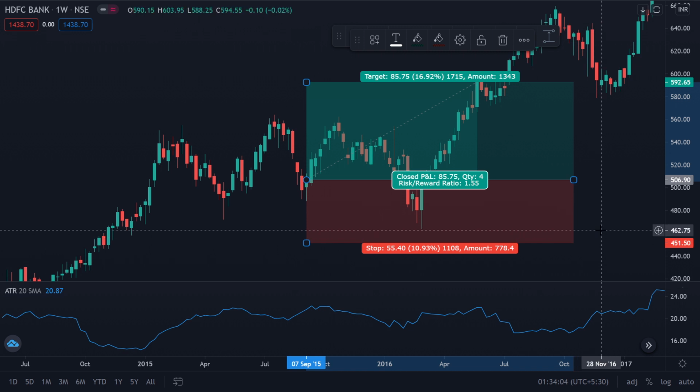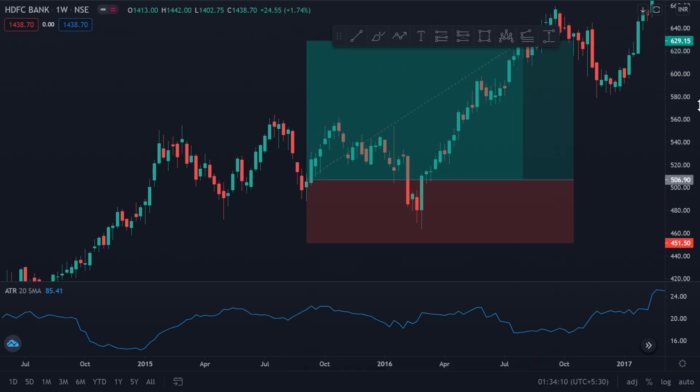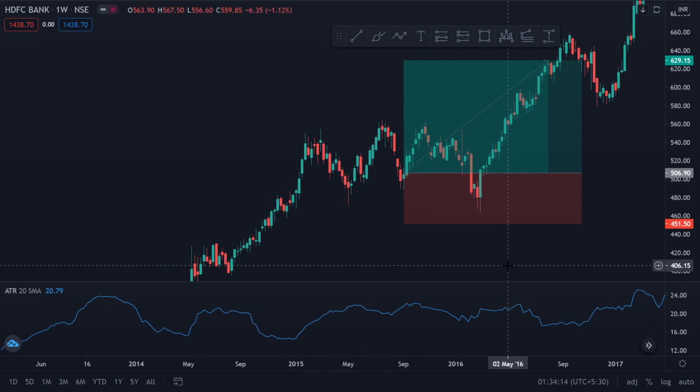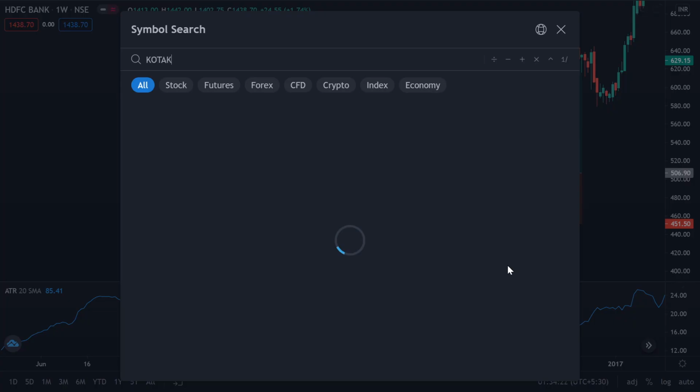So I just tweaked my stop loss and extended it by 20 rupees, 20 points, and I turned a losing trade into a winner, as you can see. So this is one way you can avoid getting stop loss hunted and stay in the markets, stay in the trade for longer. Now let us look at one more example, Kotak Bank.